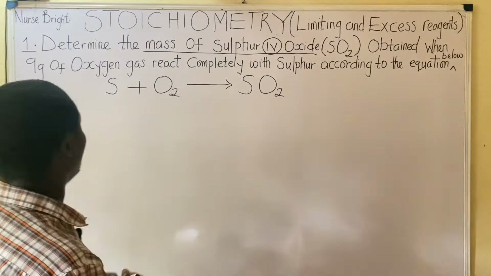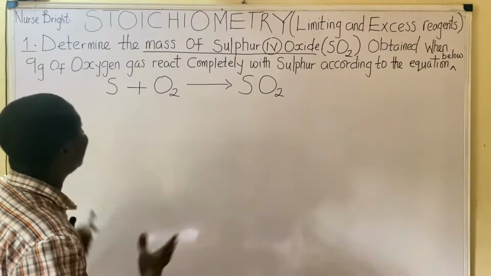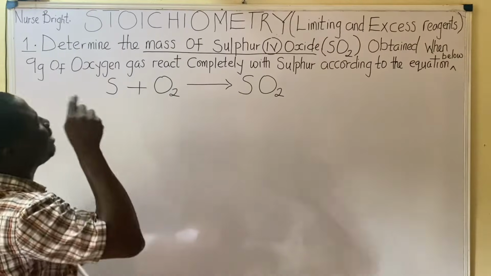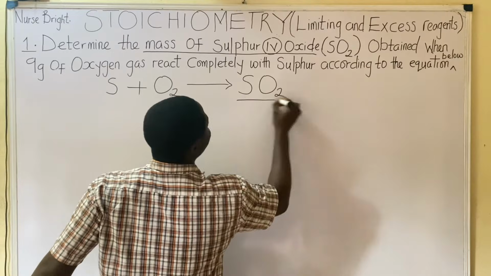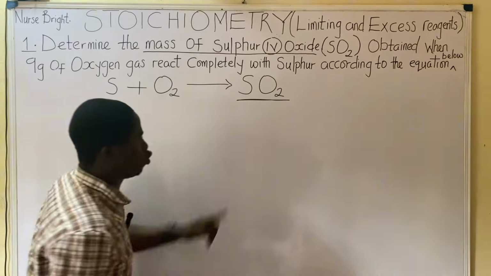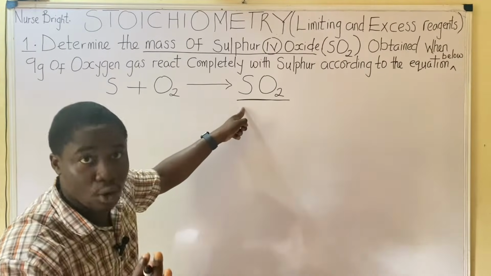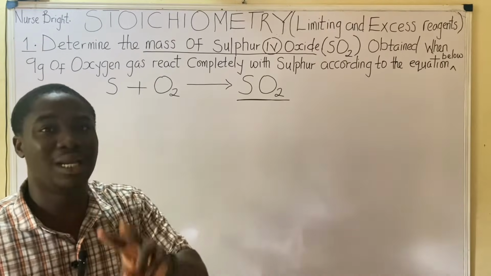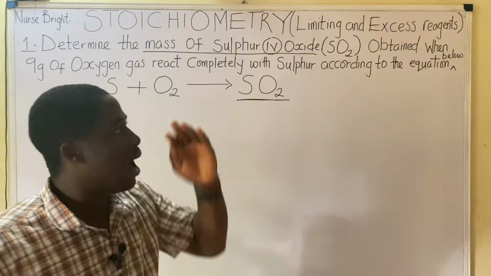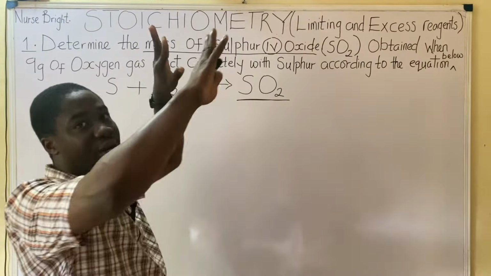Please watch. Okay, so moving further, they asked, determine the mass of sulfur oxide. Wow, they are asking me to get the mass of sulfur oxide, which is SO2. I've brought out one of the parameters we are relating. Because I said we are relating how many parameters? Two. After getting the parameter you are relating, you bring them down.